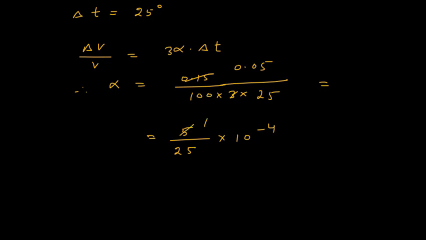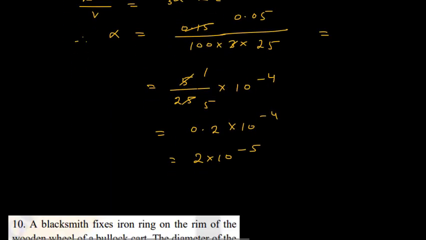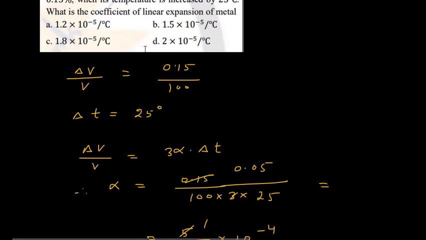Now again 5 1s are 5, 5 5s are 25, and 1 upon 5 is 0.2, so 0.2 into 10 power minus 4 is equal to 2 into 10 power minus 5. So the value is 2 into 10 power minus 5 per degree Celsius. So this is the value of alpha per degree Celsius. So this D option is the correct option, right?